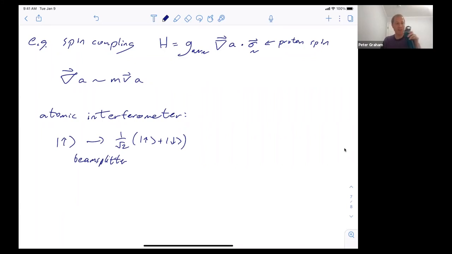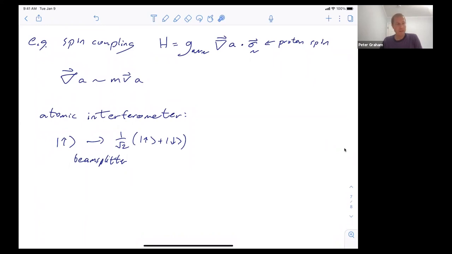So think about that for just a second. What's going to happen? Let's say I have this background axion dark matter field. It's got this spatial gradient. It's got this coupling to the spin of, let's say, the nucleus of the atom. Let's say this is the nuclear spin, for example. Let's say I take that atom and I split it into this superposition state of up plus down. What's going to happen?